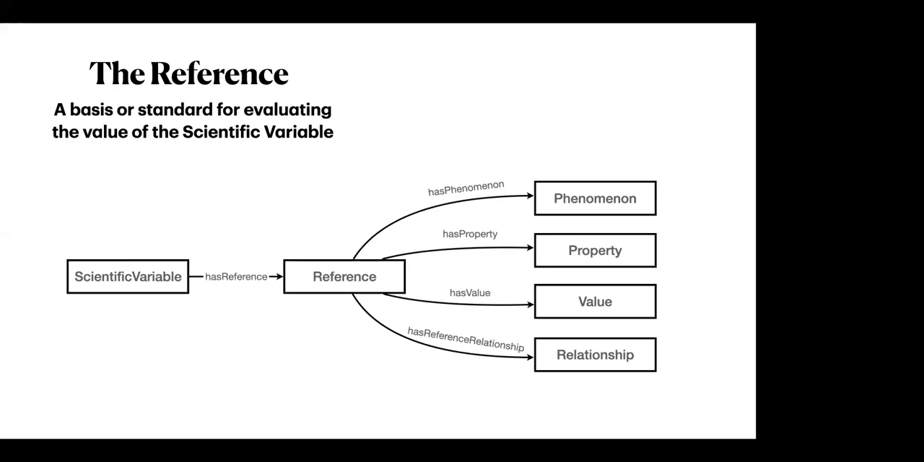So you might remember that I mentioned that for some variables, there may also be a reference required, which is a basis or standard for evaluating the value of the scientific variable. And we do provide a design pattern for decomposing this reference. However, again, just as with everything that I've covered so far, not every decomposition needs to be made. The more decomposition that you can make, the easier it is to understand what the variable is. But in some cases, it may be too tedious to expand this out. And so ultimately, some things may not be expanded out.